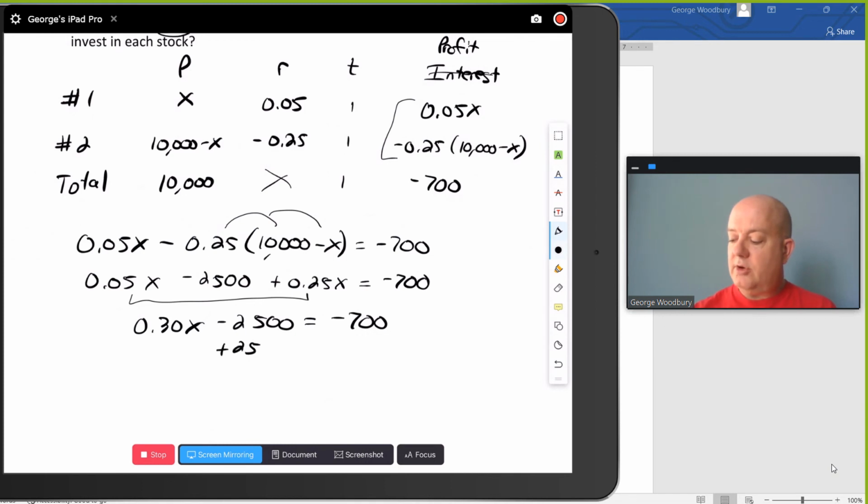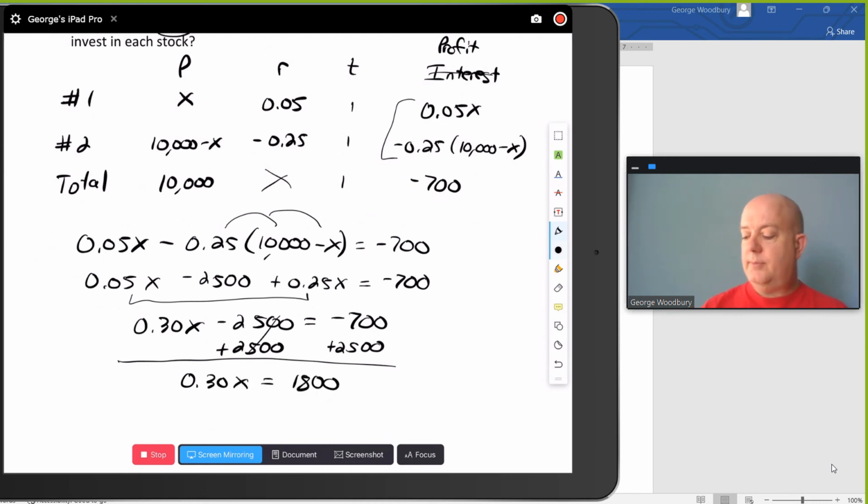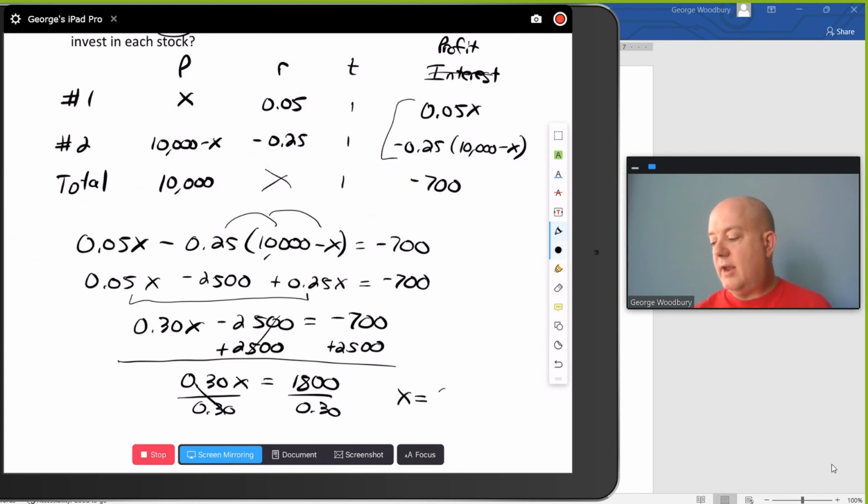Add 2,500 to both sides to isolate the variable term. Negative 700 plus 2,500 is 1,800. So we have 0.30x equals 1,800. Divide both sides by 0.3 or 0.30. And let's see, we have 6,000. Try that on your calculator. But 1,800 divided by 0.3 is 6,000.